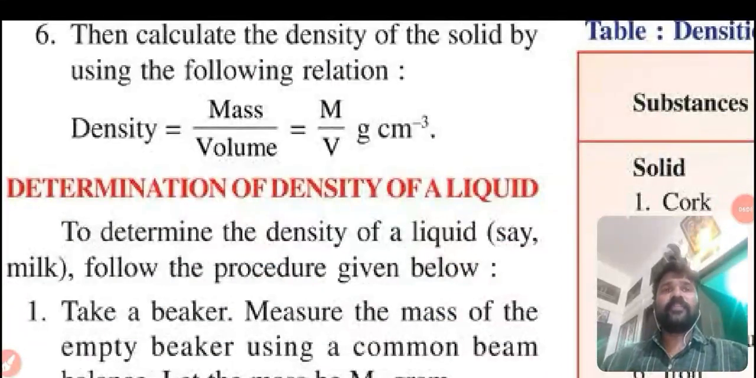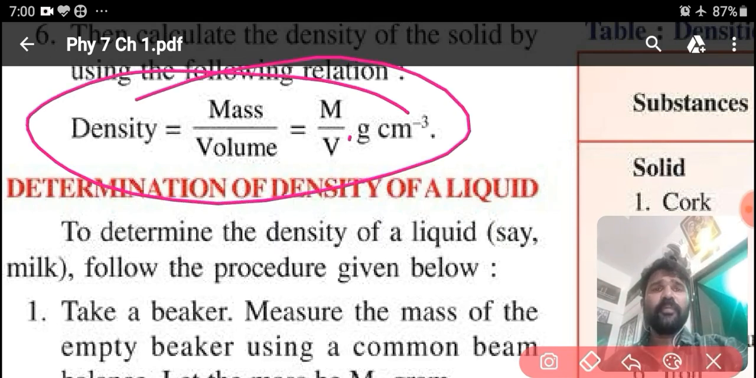Then calculate the density of the solid by using the following relation. We know the relation, density is equal to mass upon volume, that is m upon v, in gram per centimeter cube. First of all, we found the mass by beam balance, and we found the volume by displacement method. Finally, we use the equation density is equal to mass upon volume, that is m by v. The unit of density here is gram per centimeter cube.